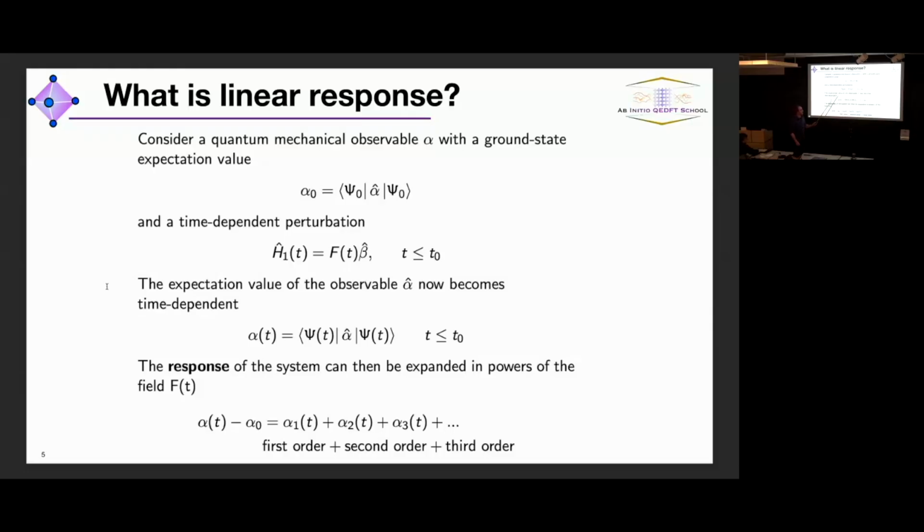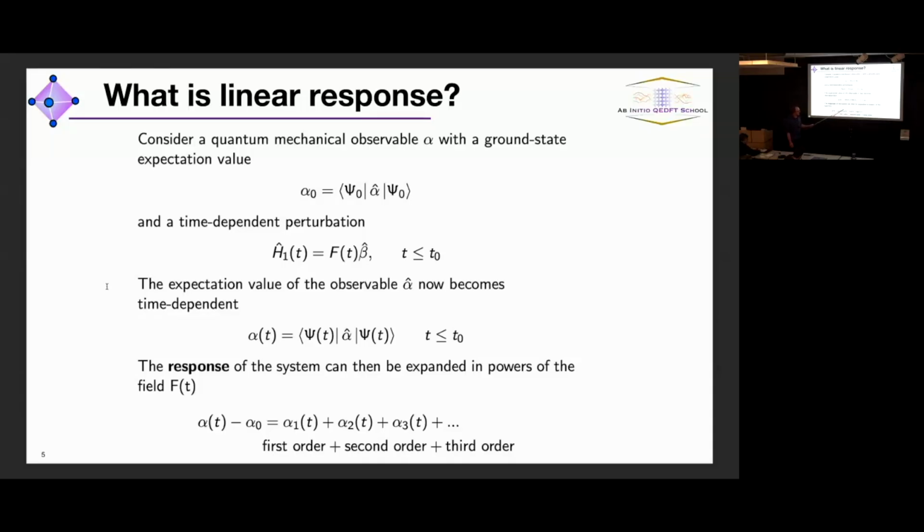And then if the response is just a short pulse, for example, what we can do is write the response of the system in terms of powers of the field here, such that if we subtract the initial alpha naught, this would be the change with respect to the ground state.